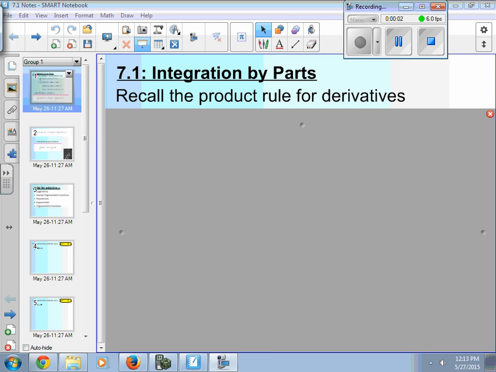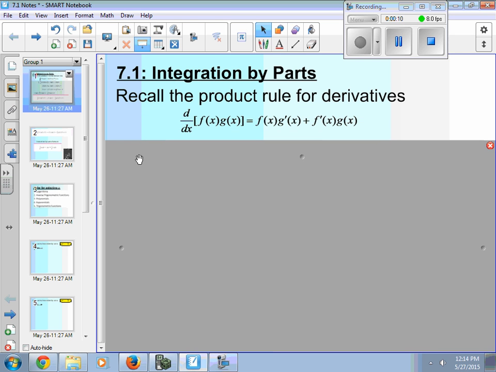Okay, we're going to look at something called integration by parts today. If you recall from earlier in the year when we looked at derivatives, we had the product rule. And the product rule said if you had two functions, in this case f and g, being multiplied to each other and we want to take the derivative of it, it would equal the first function times the derivative of the second plus the second function times the derivative of the first. And we went through how to do that.